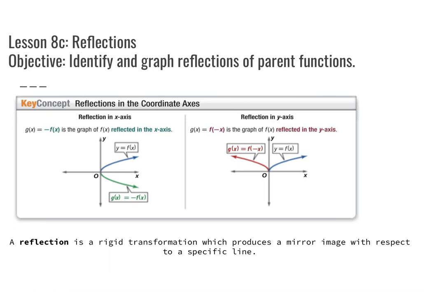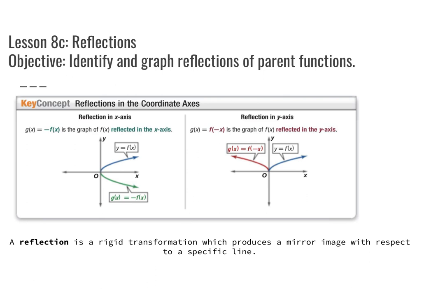Reflections. The objective of this video is to identify and graph reflections of parent functions. The key concept here is to reflect over the x or y axis. That is represented by a negative, because a negative will just produce the opposite number. So again, if we are affecting the entire function, meaning the negative is on the outside, we're reflecting over the x-axis. And if we are affecting directly the x, then there is a reflection over the y-axis.